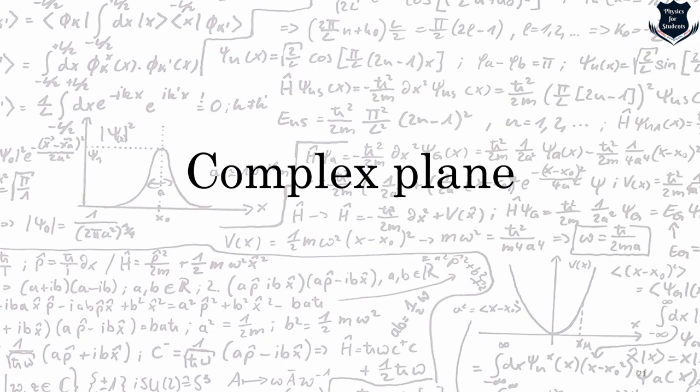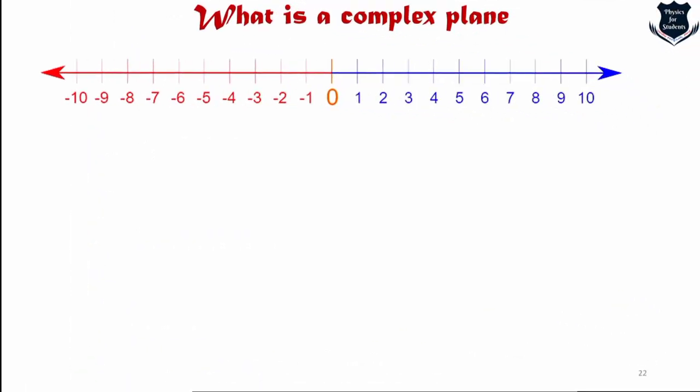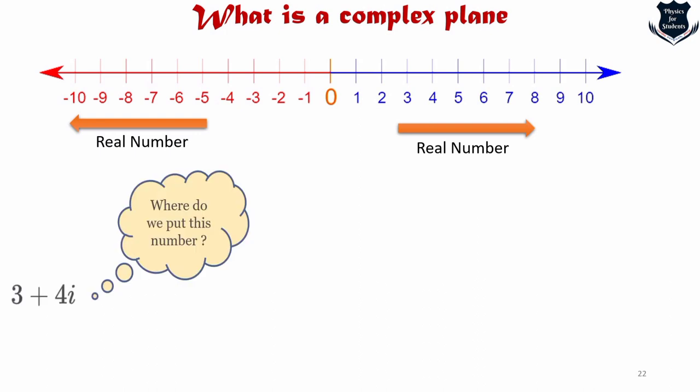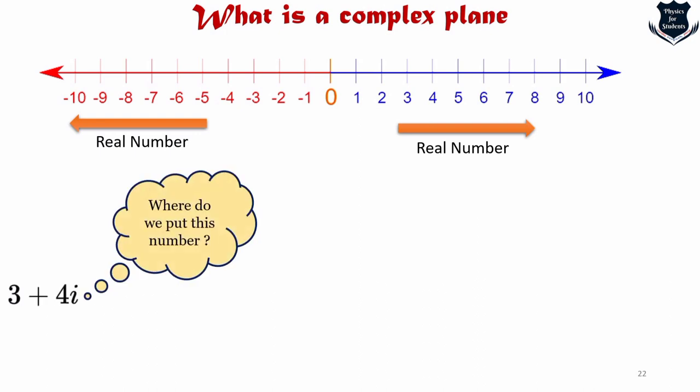So let us quickly understand what actually a complex plane is. Now here is a kind of a straight line, right? You see the positive going in the right direction and the negative going in the left direction. So here are the real numbers. Now where do we put this number 3 plus 4i, in case it's a wave equation or anything that comes up? Where do we really put it?